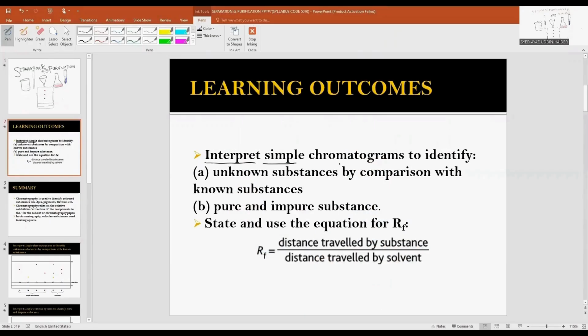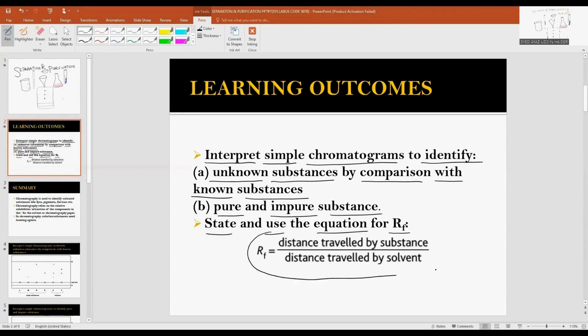Read simple chromatograms to identify unknown substances by comparison with known substances. Pure and impure substance. State and use the equation for RF. RF is equal to the distance traveled by the substance divided by the distance traveled by the solvent.